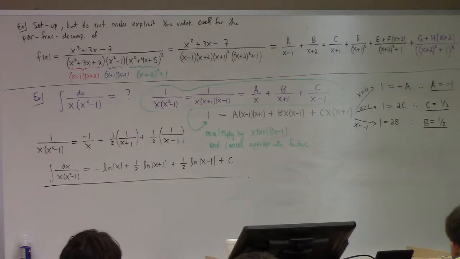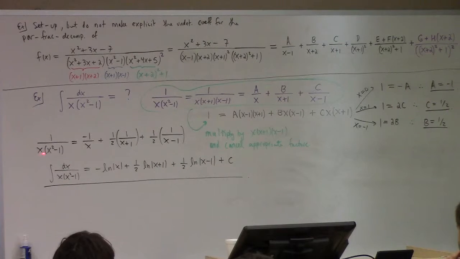What if I put in x equals 1? See, this is 0, right? That's 0. This, 1 times 2 is 2. So I get 1 equals 2c. c is equal to a half. Put in x equals minus 1. That time, that term is 0. This term is 0. I'm just left with the b term. I get minus 1 times minus 2, which is 2. I get 1 equals 2b, so b is a half.